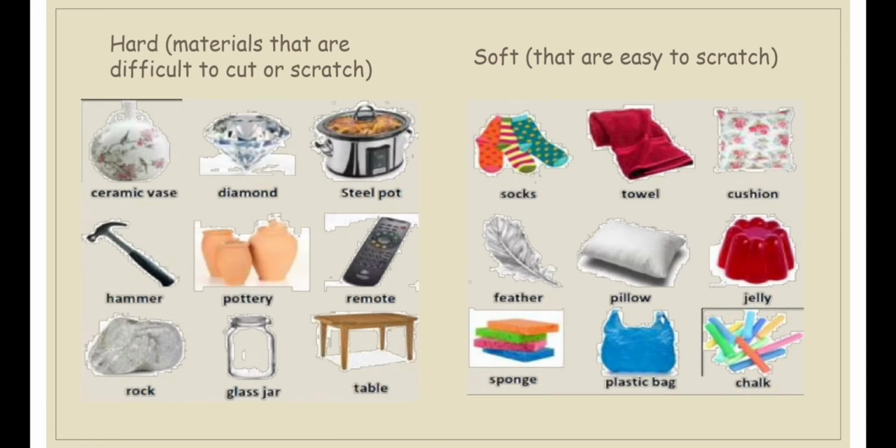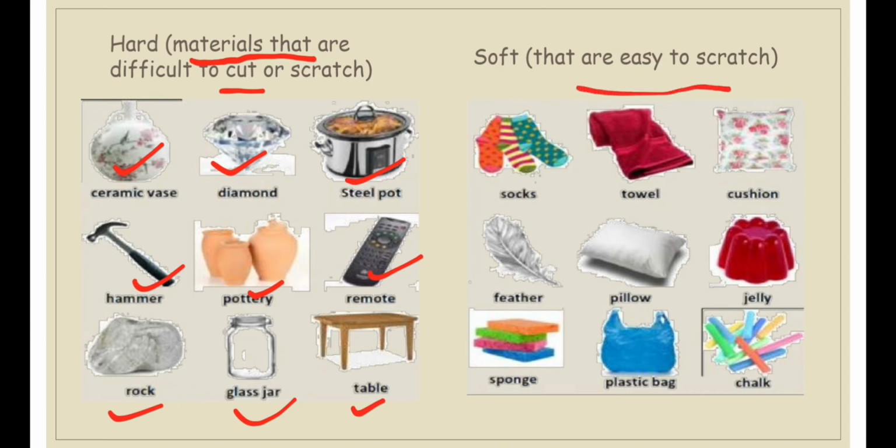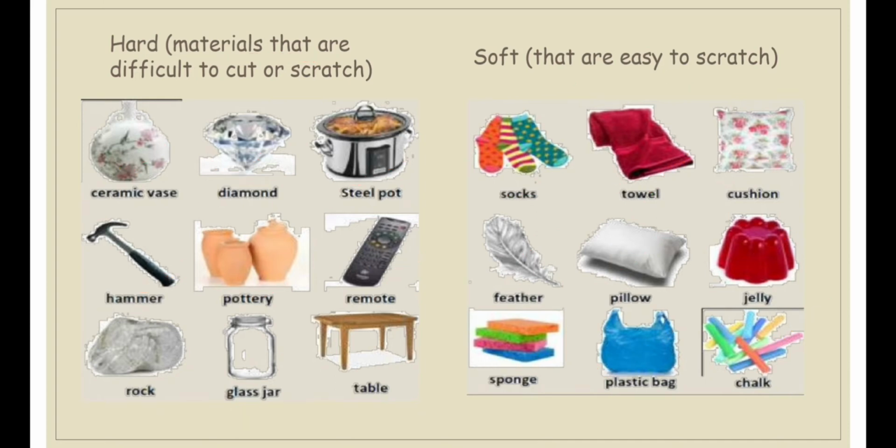Hard materials. Hard is a property that means materials that are difficult to cut or scratch, like steel pot, ceramic vase, diamond, hammer, pottery, remote control, table, glass jar, and rock. They all are hard. And soft materials are those that are easy to cut or scratch, like socks, towel, cushion, feather, pillow, jelly, sponge, plastic bag, and chalk. They all are soft materials.